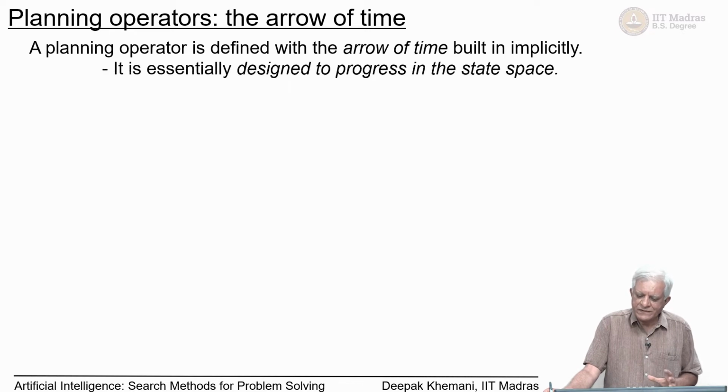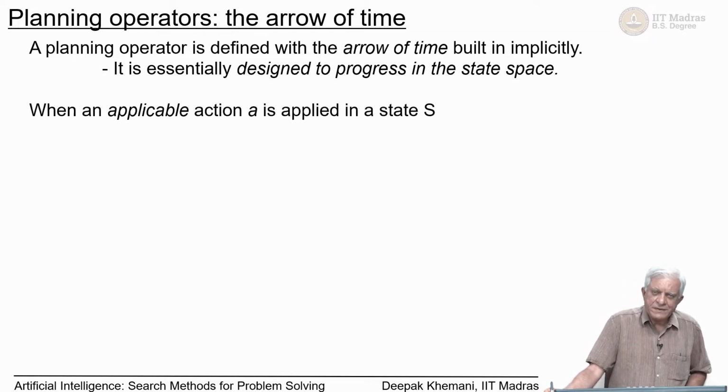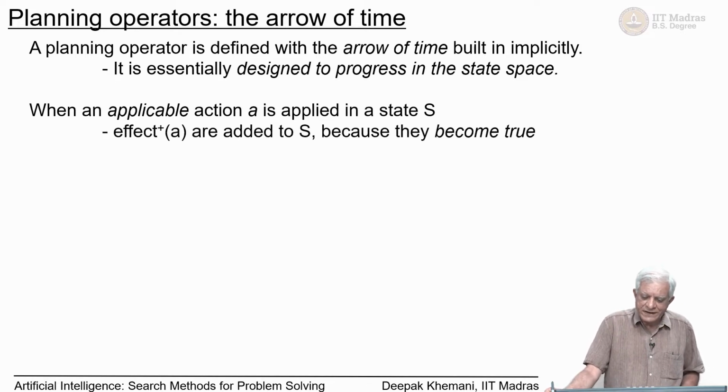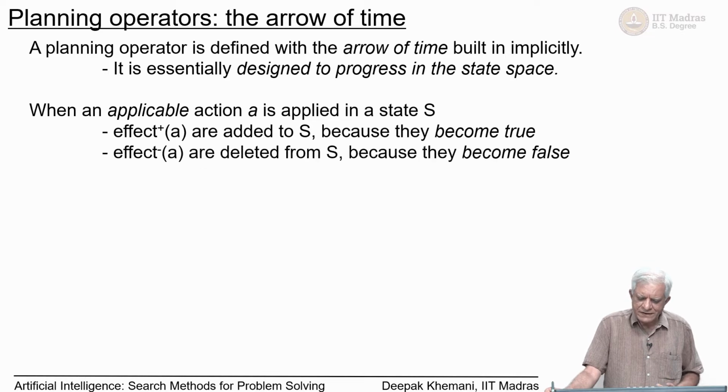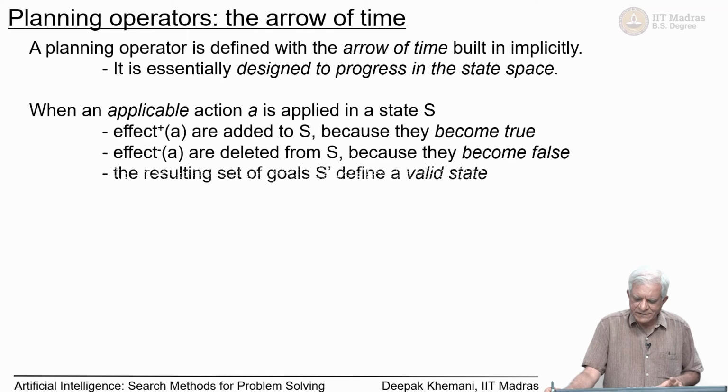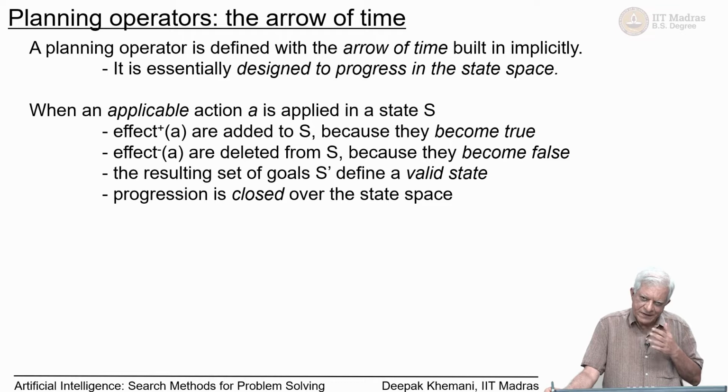There is a built-in arrow of time which is implicit in the planning operators, and they are essentially designed to progress in the state space. As a result, when an applicable action A is applied in a state S, the positive effects of that action are added to S and they become true. The negative effects are deleted from S because they become false as a result of that action. So, the action makes some things true, those are added to the state, and it makes some things false, which are deleted from the state essentially.